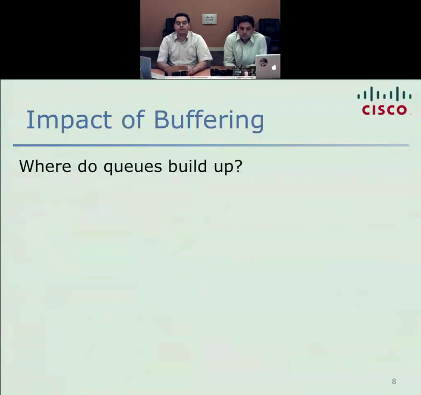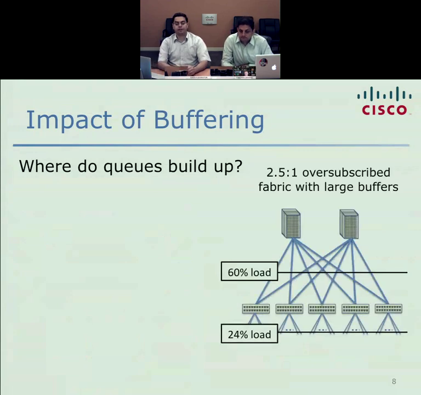The next thing that we wanted to look at was the impact of buffering. We really wanted to understand, where do queues actually build up in a leaf spine fabric? To understand this, we simulated a topology like this one, which is a 2.5 to 1 oversubscribed fabric. We set the buffer sizes to be very large. Imagine these buffers at the switches are infinite in size, so we're never going to drop any packets. Then we run a workload, and we see where the buffers naturally build up, and how much they build up at the different points of the fabric.